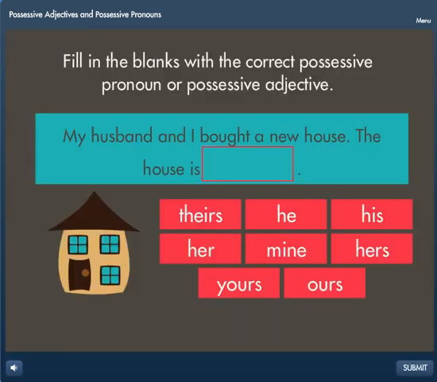Fill in the blanks with the correct possessive pronoun or possessive adjective.